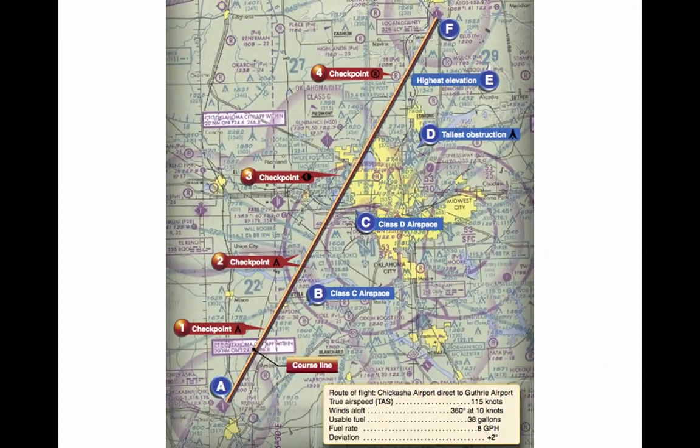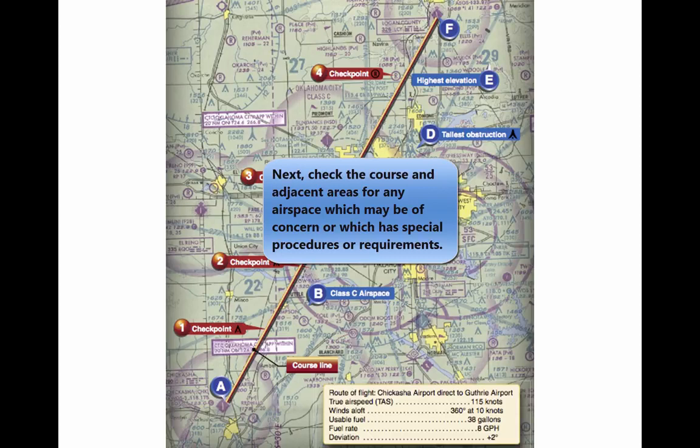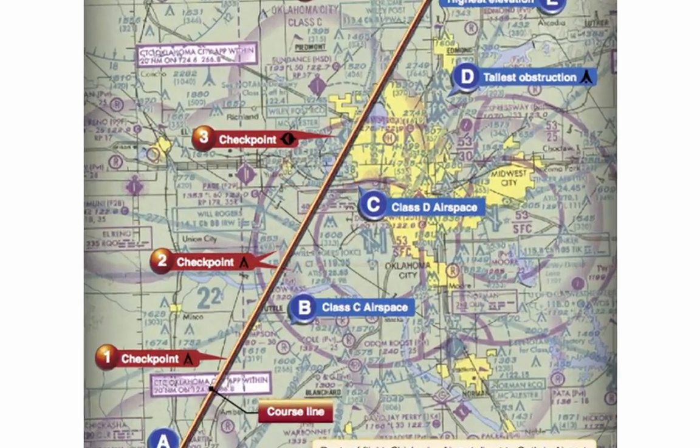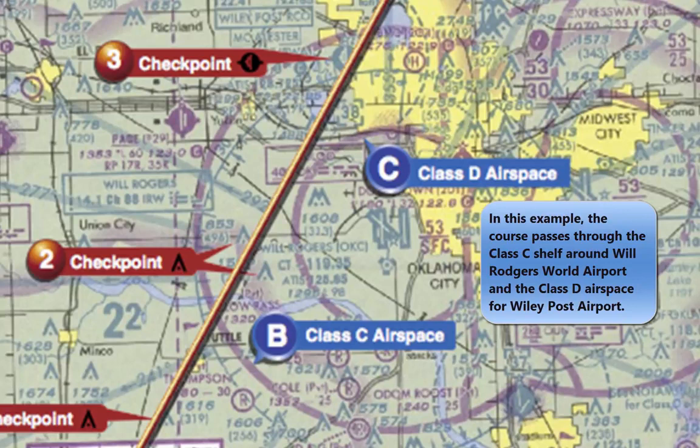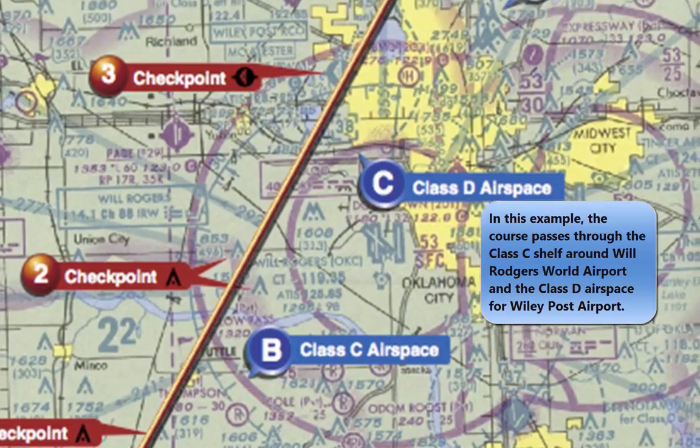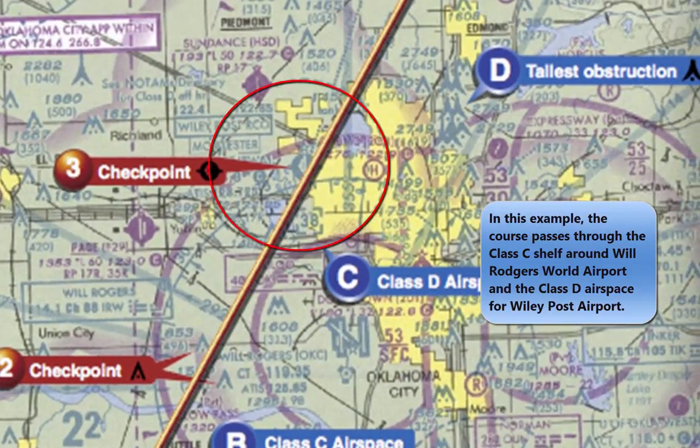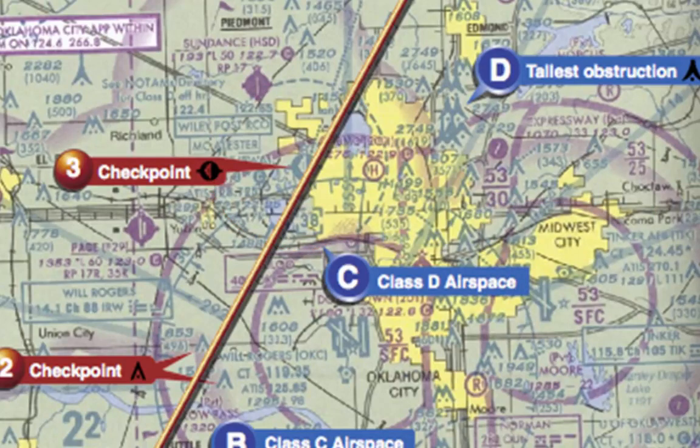The course and areas on either side of the planned route should be checked to determine if there's any type of airspace with which the pilot should be concerned or which has special operational requirements. For this trip, it should be noted that the course passes through a segment of the Class C airspace surrounding Will Rogers World Airport, where the floor of the airspace is 2,500 feet mean sea level and the ceiling is 5,300 feet MSL, point B. Also, there is Class D airspace from the surface to 3,800 feet MSL surrounding Wiley Post Airport, point C, during the time the control tower is in operation.